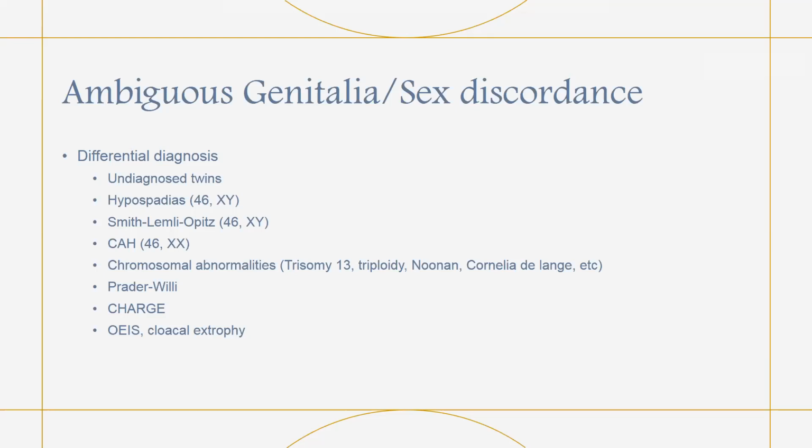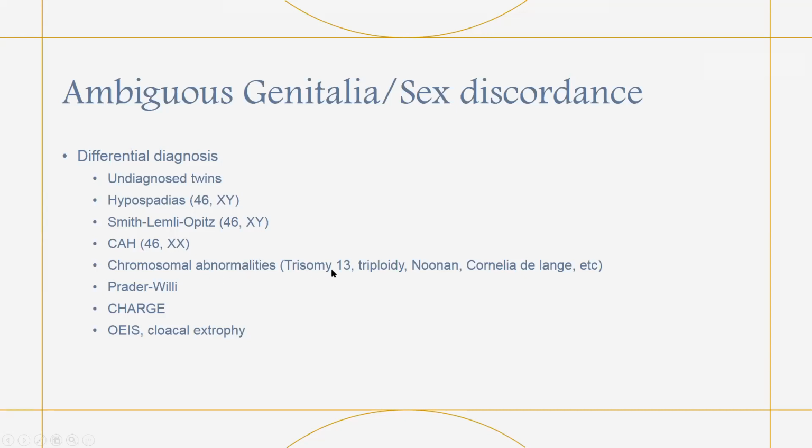The remainder of the differential that you can see here are other items that would lead to sex discrepancy that's found in our phenotype. So for our boys, we might find hypospadias or disorders such as Smith-Lemli-Opitz. For girls, they can have congenital adrenal hypoplasia.